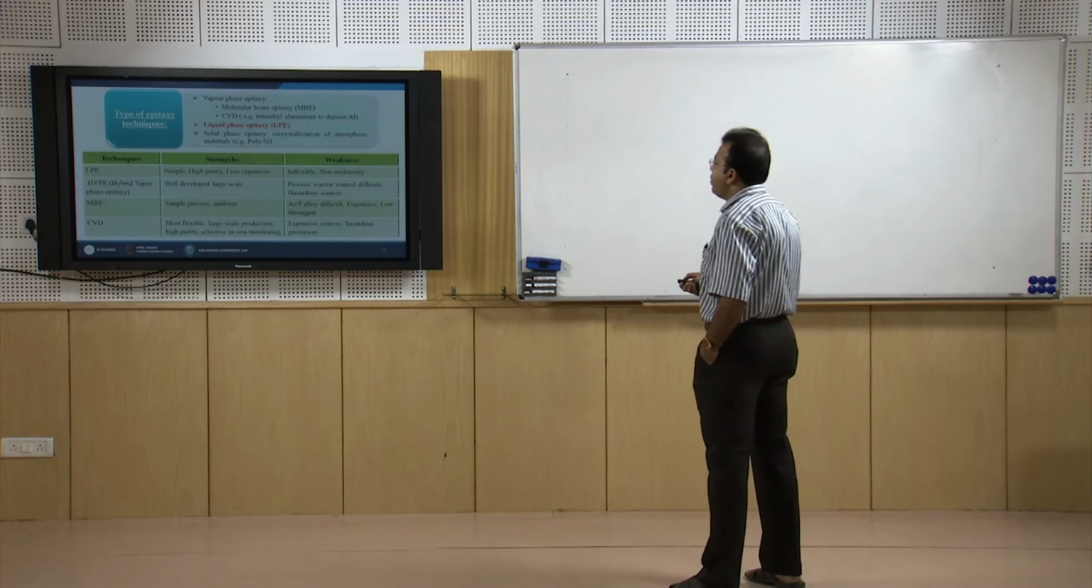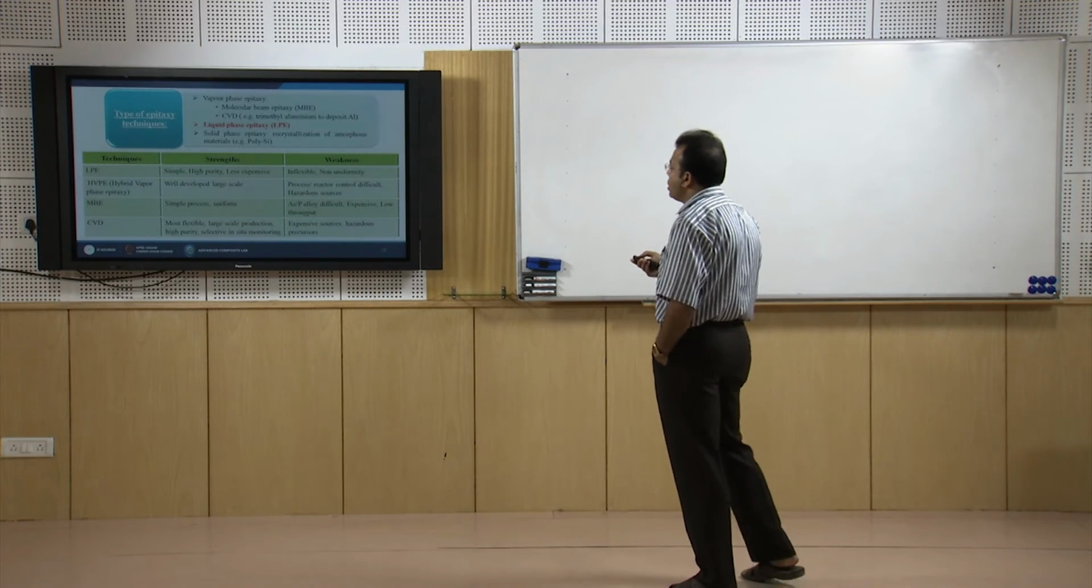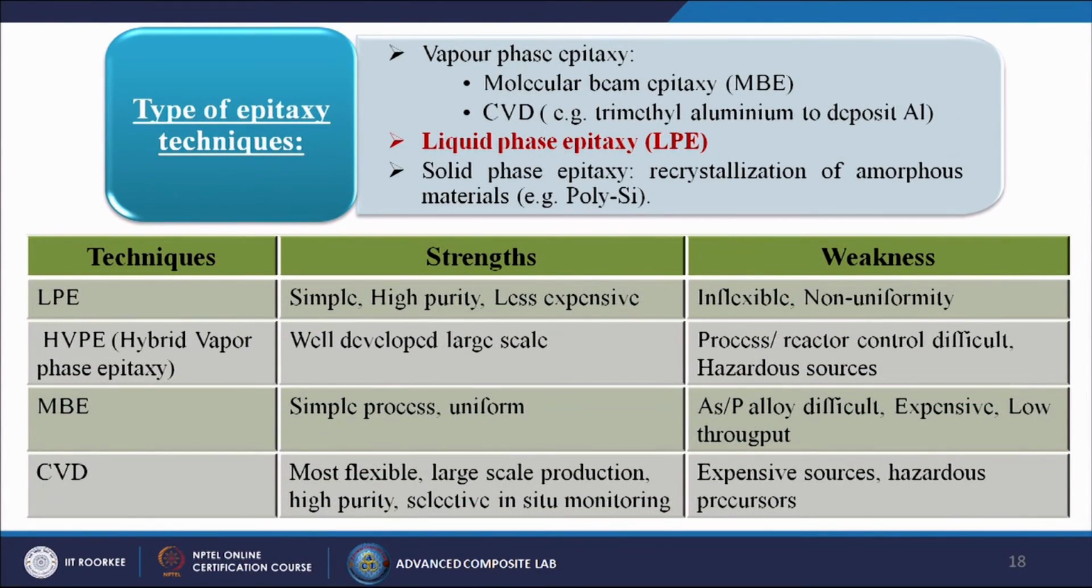Now, there are several types of epitaxy techniques. First is vapor phase epitaxy, and molecular beam epitaxy, the MBE method. Then CVD, for example using trimethyl aluminum to deposit aluminum, so chemical vapor deposition methods. Then we have liquid phase epitaxy, LPE methods, and solid phase epitaxy, the recrystallization of amorphous materials like polysilane.